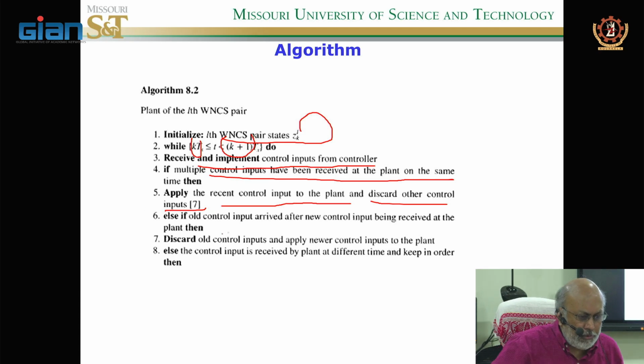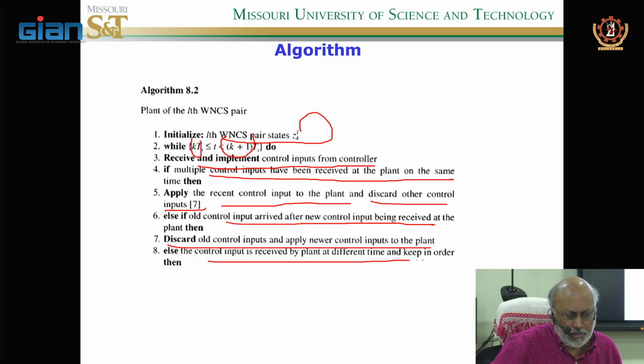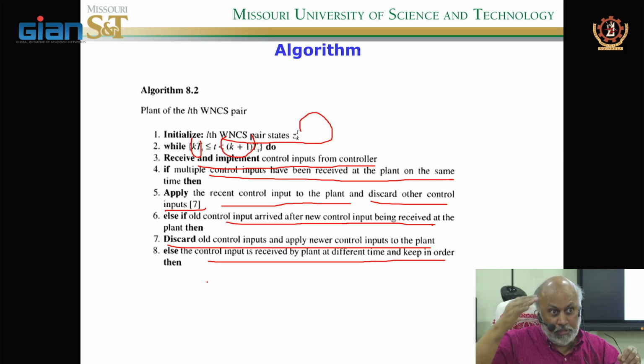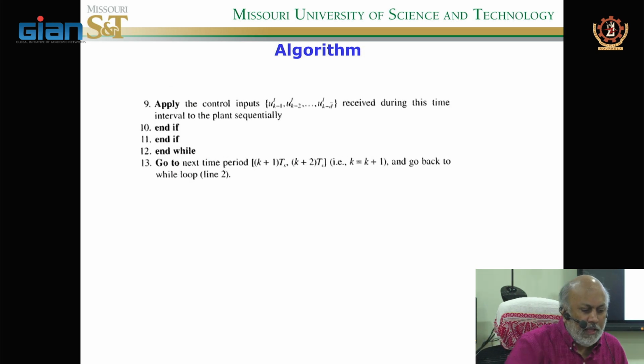If an old control input arrives after the new control input has been received, then discard the old control input and apply the new control input to the system. Else the control input is received by the plant at different times and kept in order. So basically what happens is, if none of them arrive, then you keep the same one that you already have from the last time instant. Then once each subsystem has received it based on this logic, you apply all of them. And then once you apply, all of them will try to access the network for transmission. And then you need to go to 8.3.